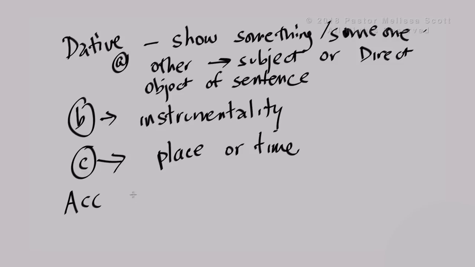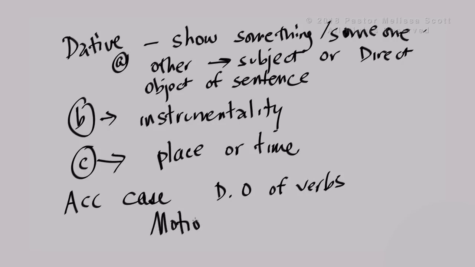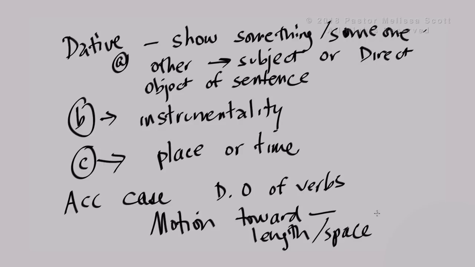The accusative case, used as the direct object of verbs, or to convey the idea of motion toward, or the length of space. That's kind of a tricky one. Sounds a little bit like place or time, but it's not. All right, so those are kind of where we've been thus far.